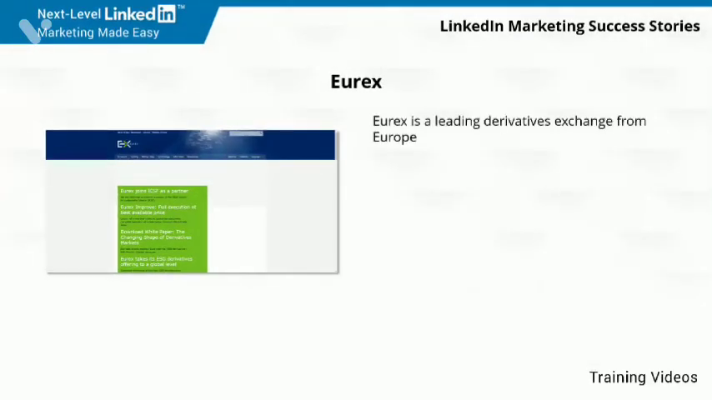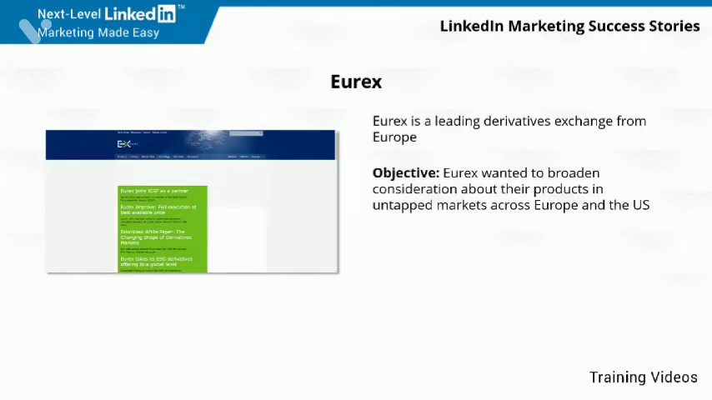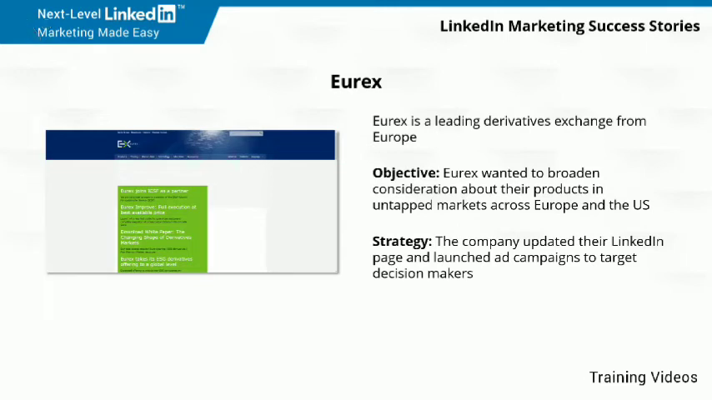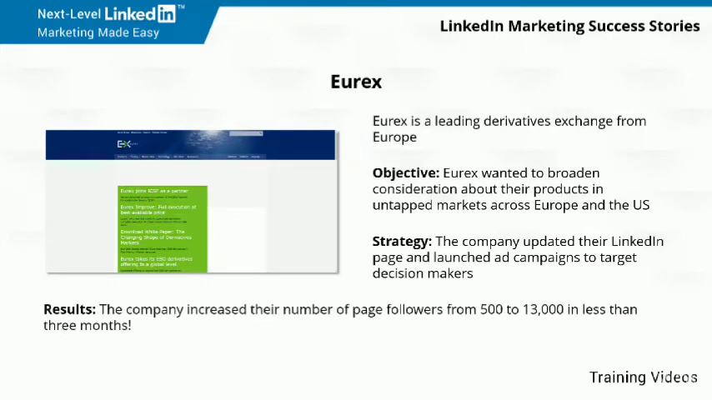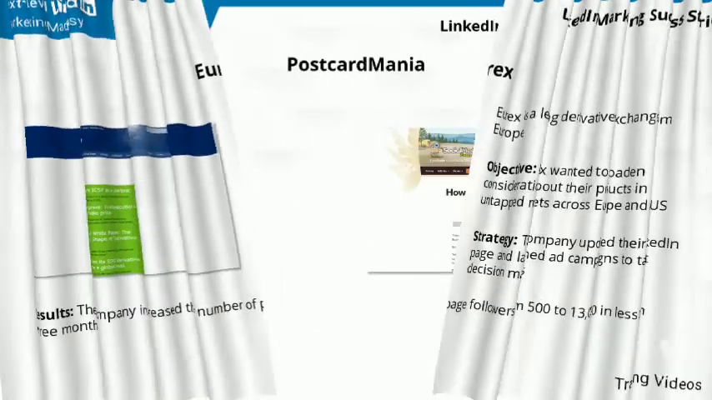Eurex. Eurex is a leading derivatives exchange from Europe. Objective: Eurex wanted to broaden consideration about their products in untapped markets across Europe and the U.S. Strategy: the company updated their LinkedIn page and launched ad campaigns to target decision makers. Results? The company increased their number of page followers from 500 to 13,000 in less than 3 months.